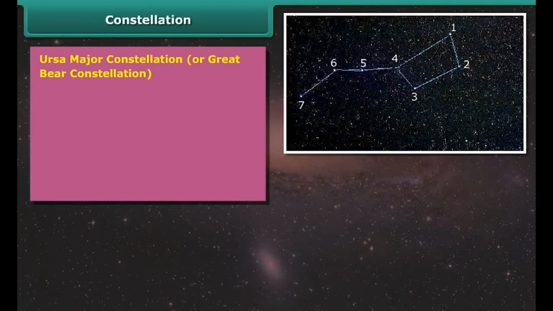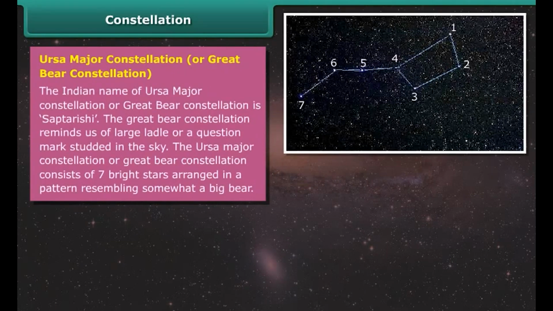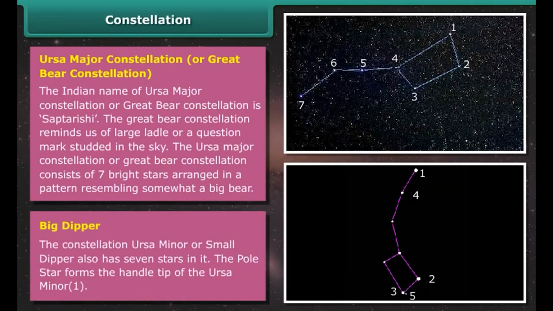Ursa Major constellation or Great Bear constellation. The Indian name of Ursa Major constellation or Great Bear constellation is Saptarishi. The Great Bear constellation reminds us of a large ladle or a question mark studded in the sky. The Ursa Major constellation consists of 7 bright stars arranged in a pattern resembling somewhat a big bear. The constellation Ursa Minor, or Small Dipper, also has 7 stars in it. The pole star forms the handle tip of the Ursa Minor.